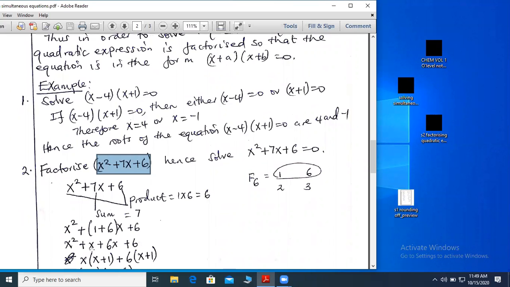Okay, so we shall first factorize. We open bracket and it becomes x squared plus x, plus 6x plus 6. Then we factorize x here, and we shall have x plus 1. Then here we factorize out 6, which will be 6 into x plus 1.